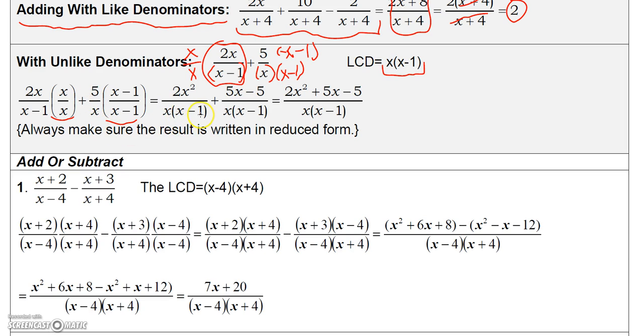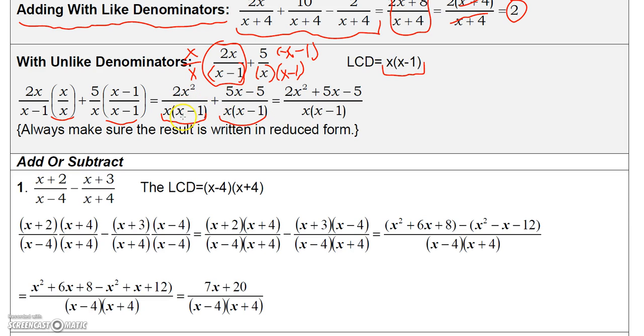Over x times x minus 1. There's really no reason to try to multiply these together at this point. Okay, and then I have 5 times x minus 1, which is 5x minus 5 over the denominator. See, now I have the same denominator for both fractions.